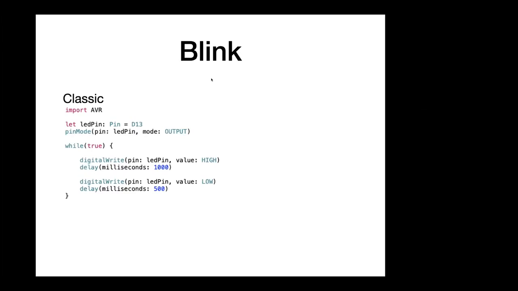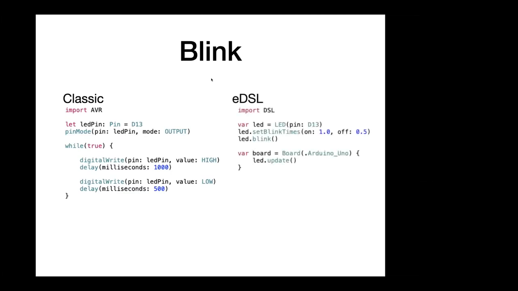So let's take a look at some code here. Here we can see the classic blink program. I'm sure you've all seen this before. And here's the equivalent eDSL blink program. Now they're very similar, but one big difference is the lack of the two delay calls. The classic blink could be written delay-free, but the approach that I'm showing here is the most common.